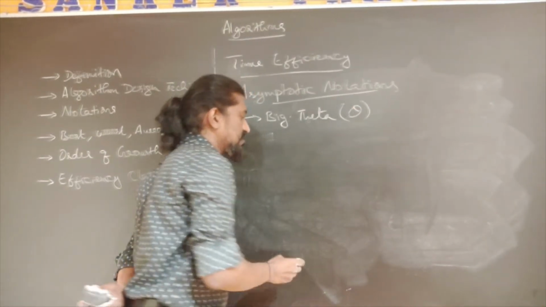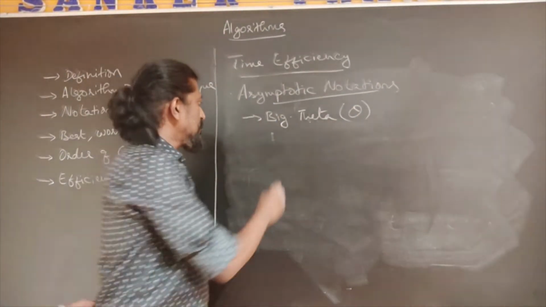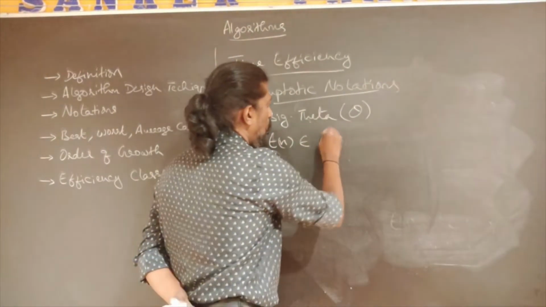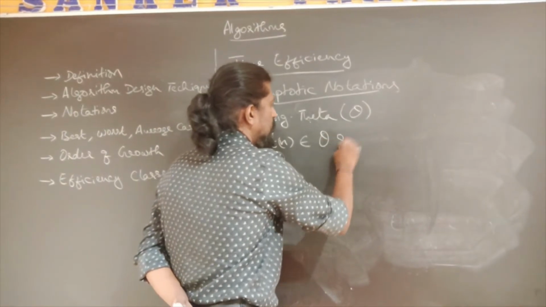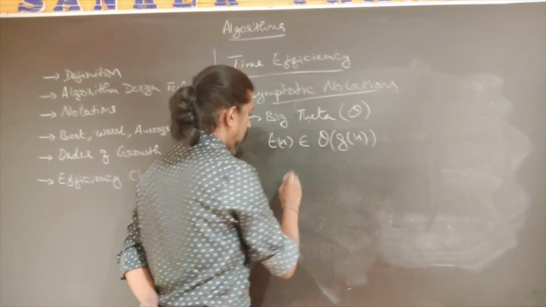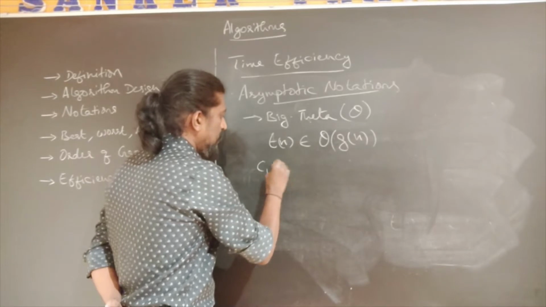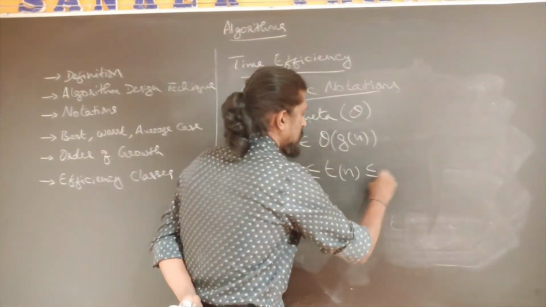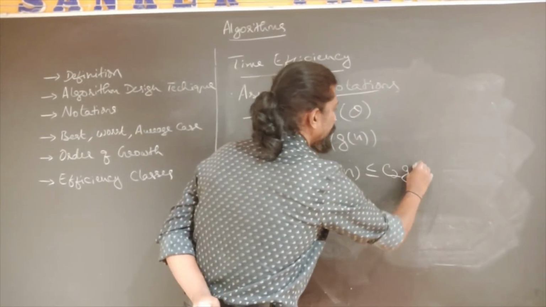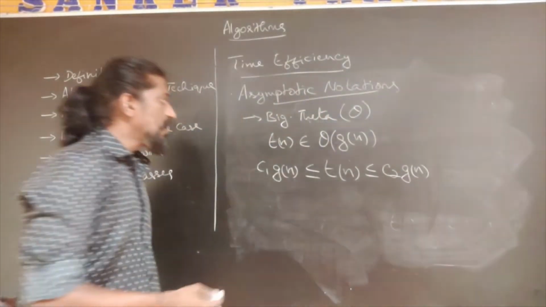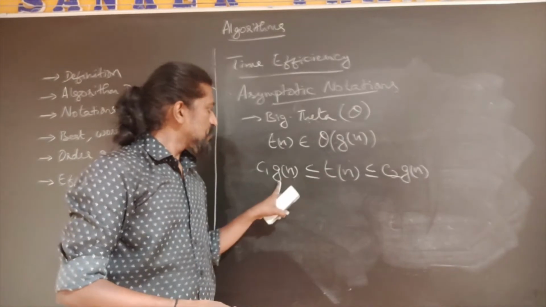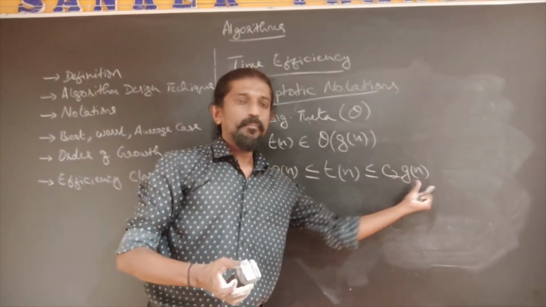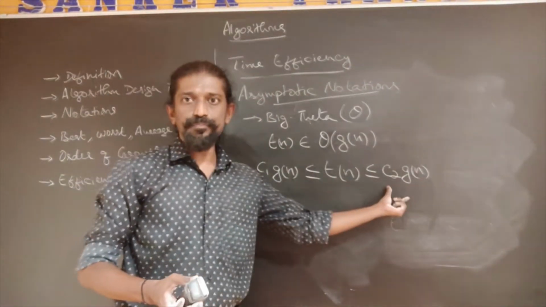So big theta notation tells that a function t of n is said to belong to theta of g of n if c1 into g of n is less than or equal to t of n, which is less than or equal to c2 into g of n. It means the function t of n is bounded both from above and below by the same function g of n, but with different constants c1 and c2.